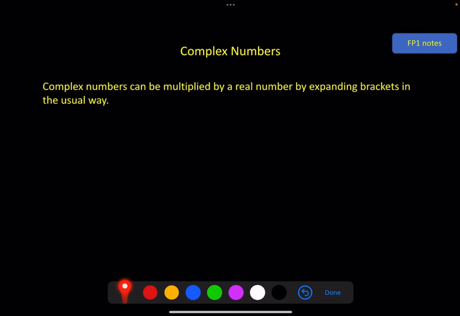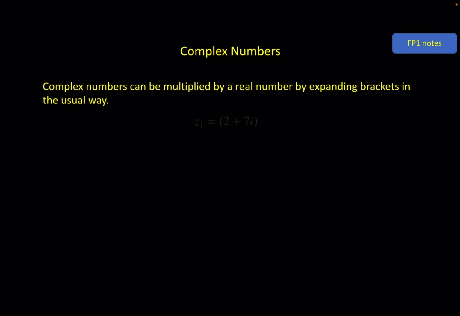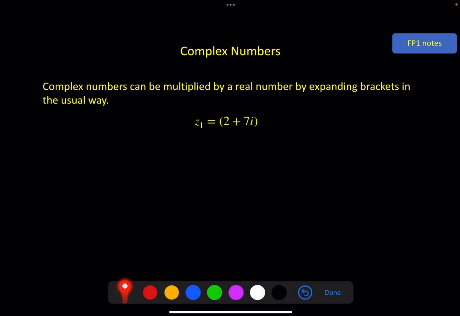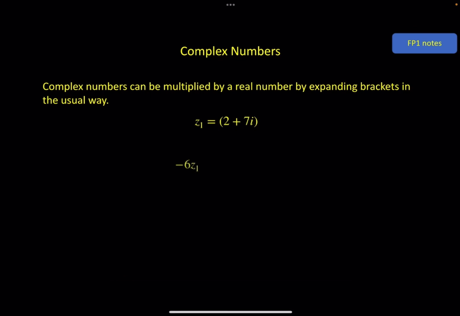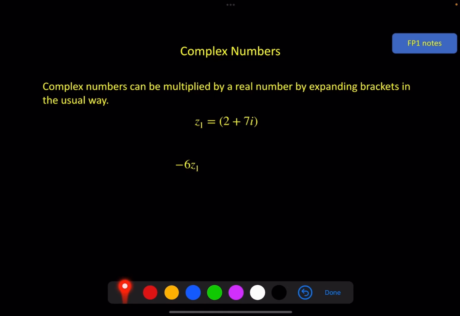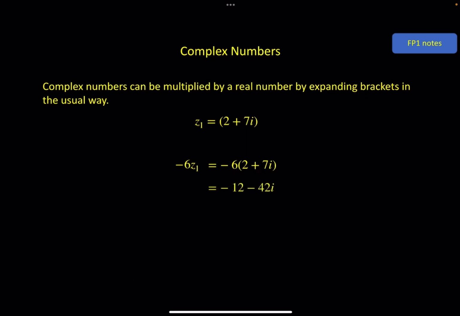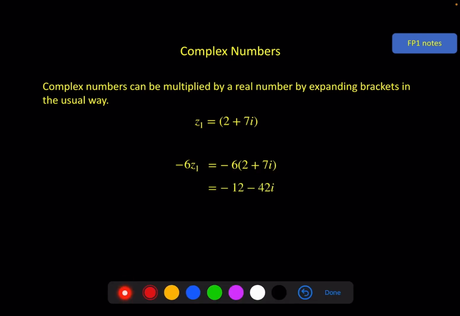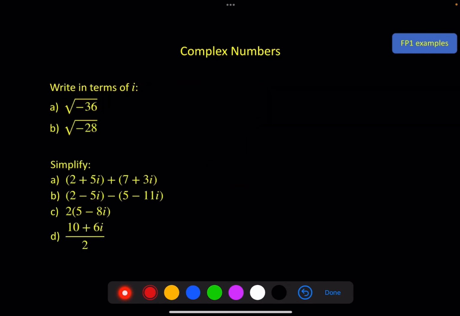You can also multiply complex numbers by a real number, just like expanding brackets. Again, z1 is 2 plus 7i, and if I want minus 6 times z1, I put that in, and I can do minus 6 times the real part, 2, to give me minus 12. Minus 6 times the 7 gives me minus 42i, and that's the imaginary part. And there you have most of the key ideas ready to do a few examples.